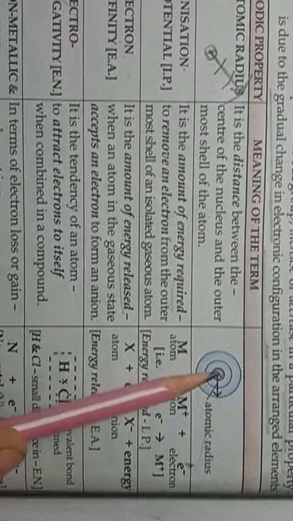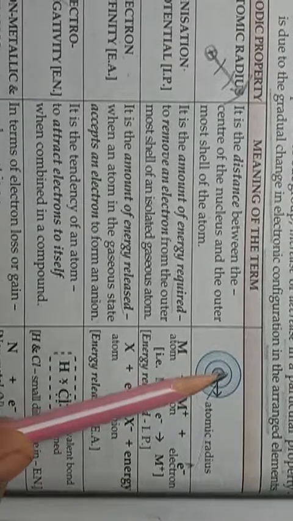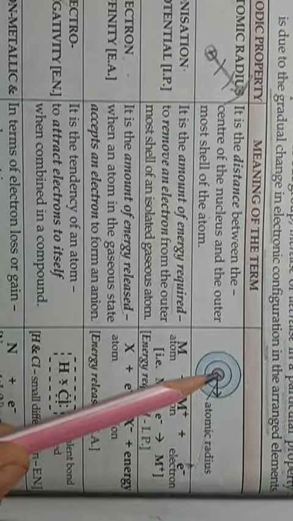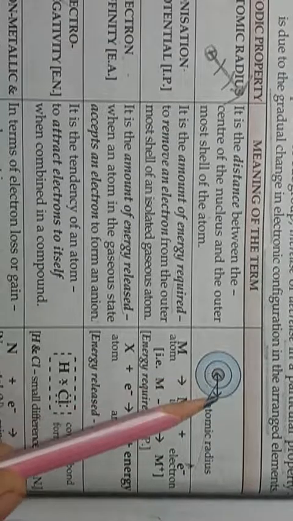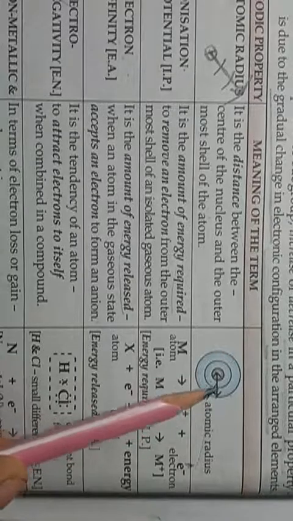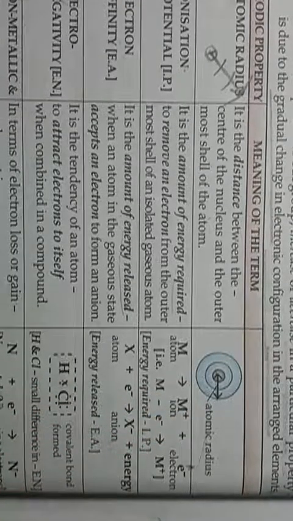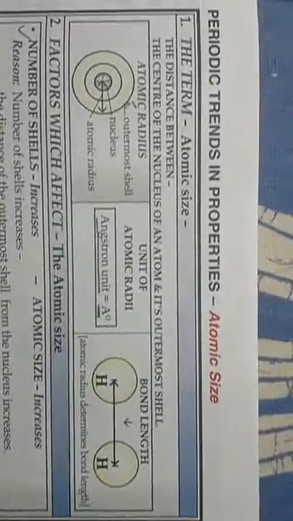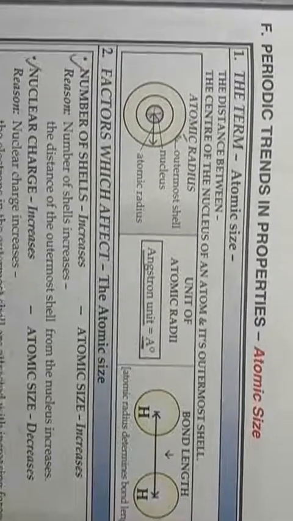So this is the center of the nucleus and there are two shells. So the distance from the center of the nucleus to the outermost shell, this distance will be known as atomic radius. Okay children, come to next page for detailing of this property of the atoms.